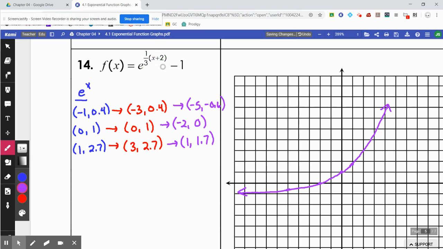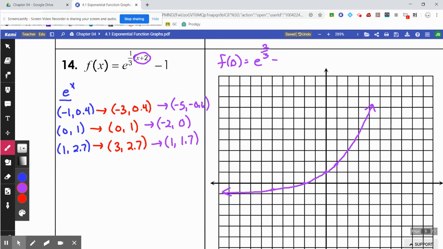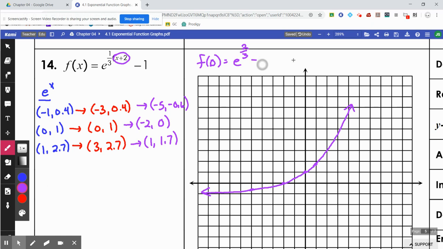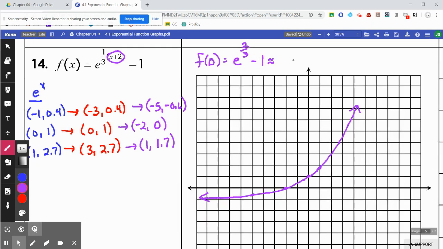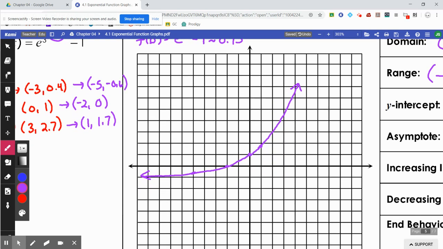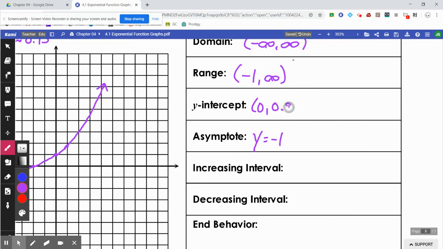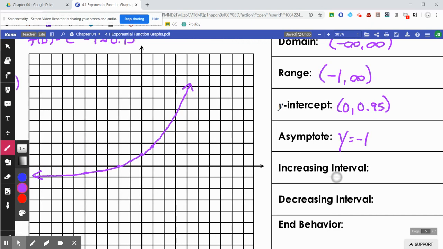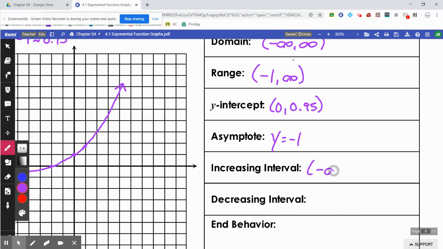So let's take our original function. F of 0 is going to be e to the, 0 plus 2 will be 2, 1/3 times 2 will be 2/3, minus 1. When you plug that into your calculator, you actually get a value of about 0.95. So it looked like it was at 1, but it wasn't quite at 1. So 0.95.